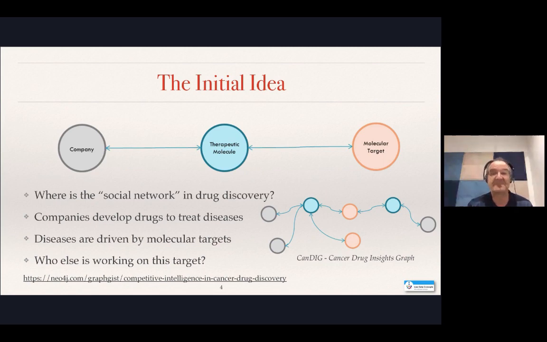So I thought, well, there must be some network in this. And when you look at the bottom right, I kind of show you the basic network that exists there, where you have a company that builds a molecule or designs a molecule that acts on a molecular target. But then there are other companies that work on a different molecule, but they act on the same target. So you can create a network of companies that work on the same molecular target and treat the same disease, or sometimes also different diseases. So it's a start of a network, but it's by no means the end of it.